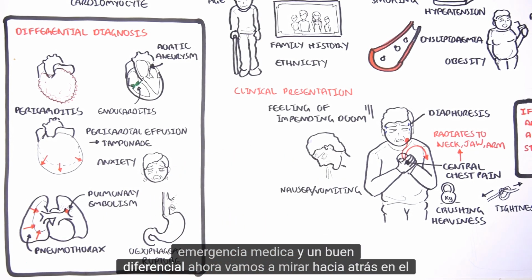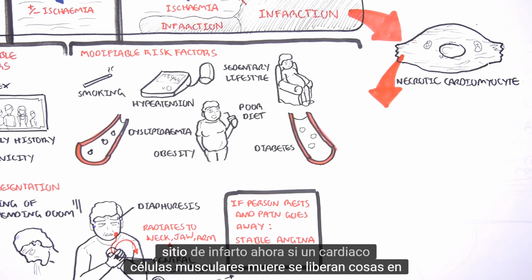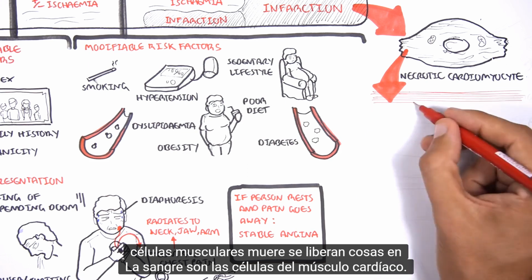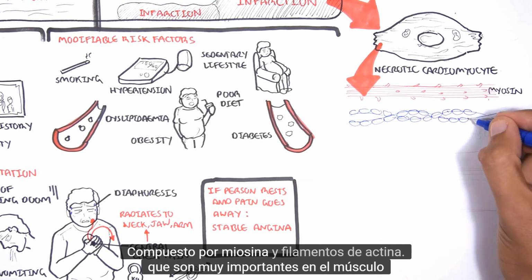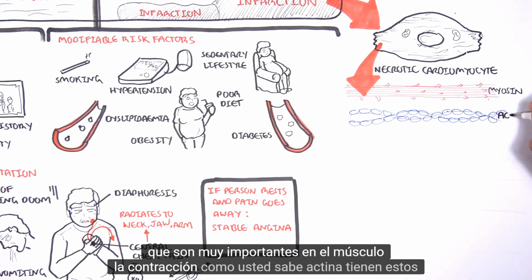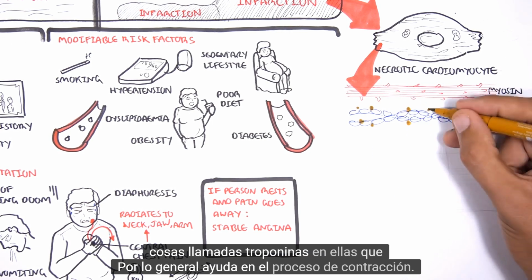Now let's look back at the site of infarction. Now, if a cardiac muscle cell dies, they release things in the blood. The cardiac muscle cells are made up of myosin and actin filaments, which are very important in muscle contraction, as you know. Actin have these things called troponin on them, which usually helps in the contraction process.